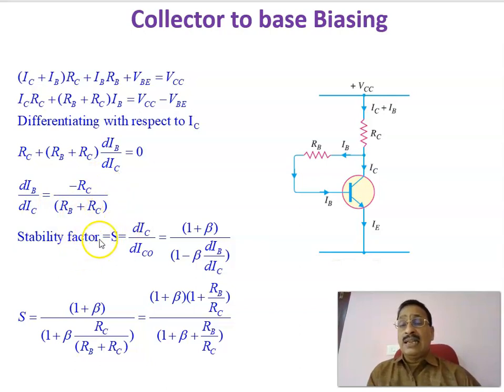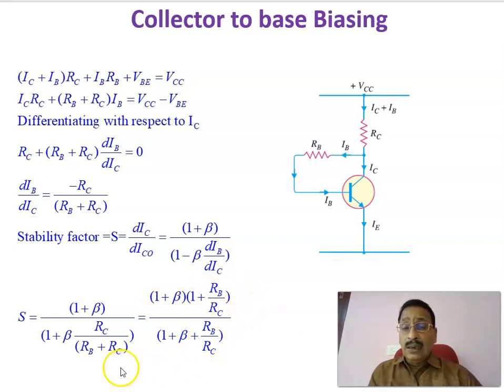Now the stability factor, as we have already seen, dIC by dICO equals 1 plus beta divided by 1 minus beta dIB by dIC. Substituting this value of dIB by dIC in this equation, the stability factor is given by 1 plus beta divided by 1 minus beta of minus RC by RB plus RC. Rearranging, S equals 1 plus beta divided by 1, here the sign is minus, minus 0, that's why 1 plus beta RC by RB plus RC. Or the equation is now 1 plus beta into 1 plus RB by RC.